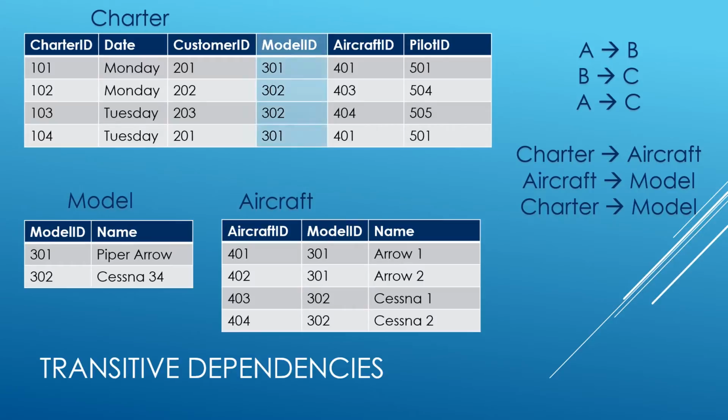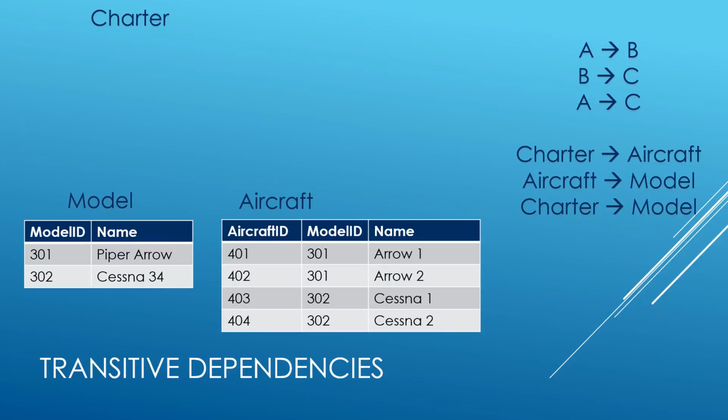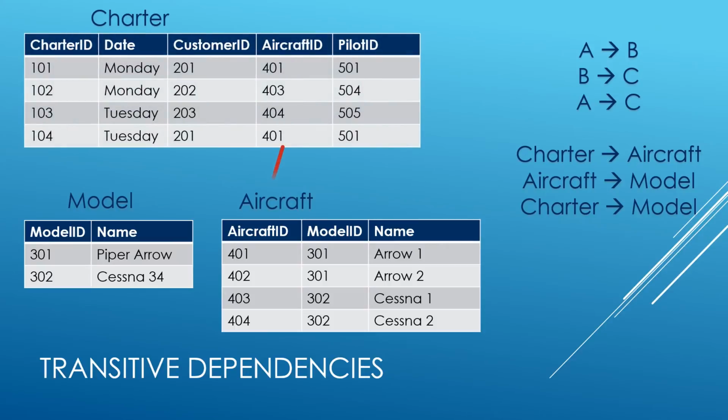So to solve this, we take model ID out because we don't want any transitive dependencies in our design. So we take model out, and we still have aircraft ID pointing to aircraft, but we add a model ID to aircraft, which has a relationship to the model table. So we have removed our transitive dependency between charter and model.